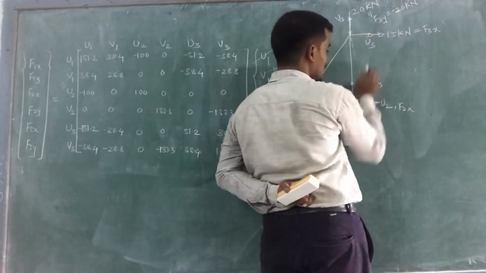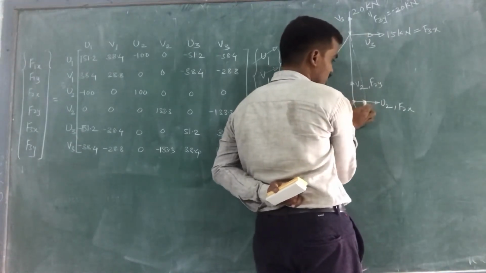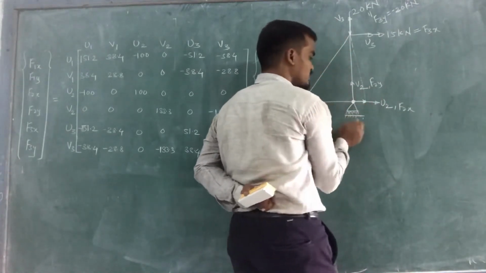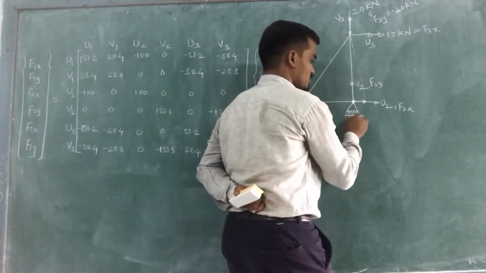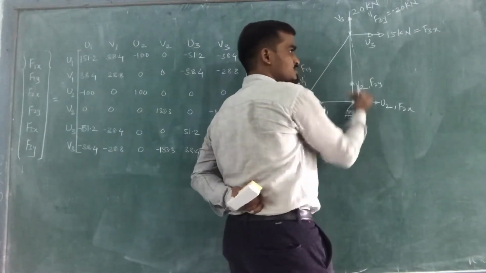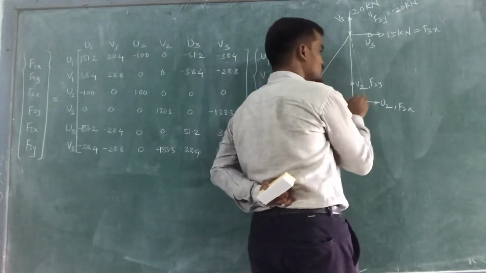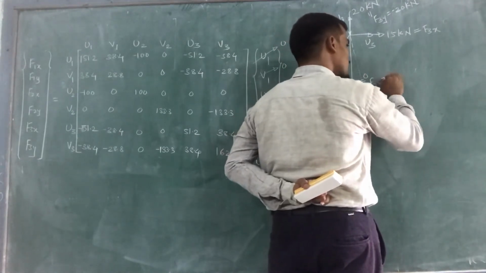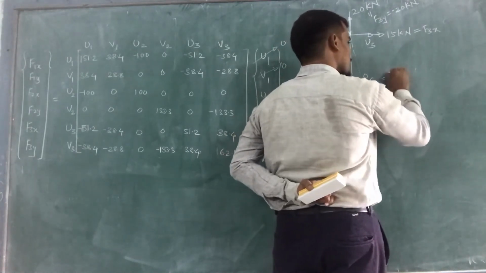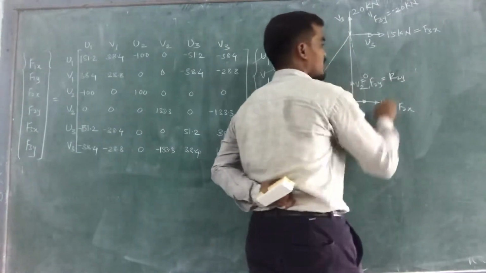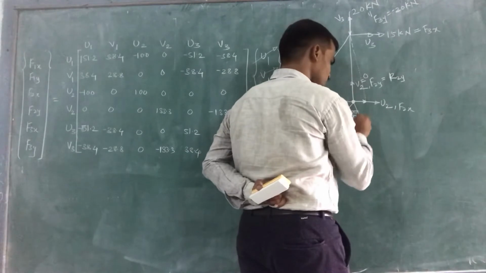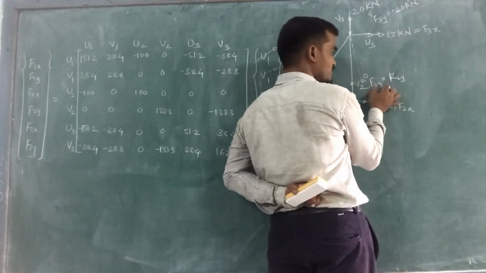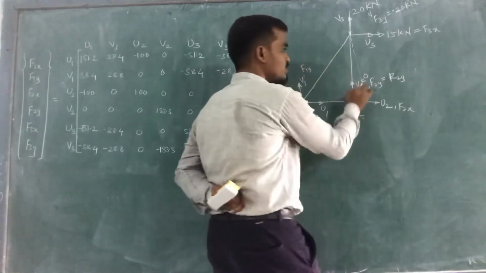Due to this load, this node will displace by some amount in the horizontal direction, but in the vertical direction it is restrained due to this roller support. So there will not be any vertical displacement at this node 2. Due to this, V2 will become equal to 0 and F2y will become equal to R2y, because there must be a vertical reaction. So the vertical force we have assumed, F2y, is nothing but equal to R2. So V2 is equal to 0.